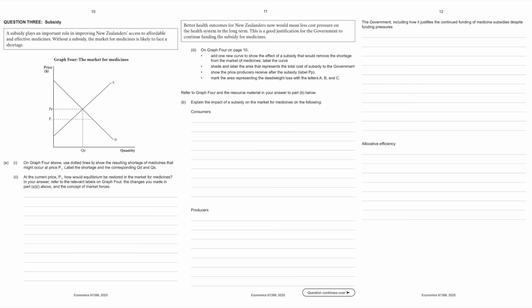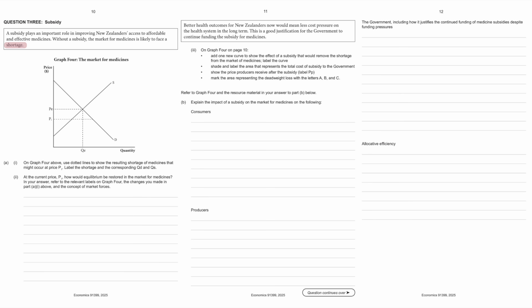It says, subsidies play an important role in improving New Zealanders' access to affordable and effective medicines. Without a subsidy, the market for medicines is likely to face a shortage. Medicines are a great example of something we have subsidies on in real life in New Zealand. If you're a New Zealander and you need some medicine, it's really cheap. Often it's free, or sometimes it is $5 to get a prescription, since the government has recently enacted that law. Either way, it's really cheap to get medicine in New Zealand, because the government pays for the medicine. They pay a subsidy.